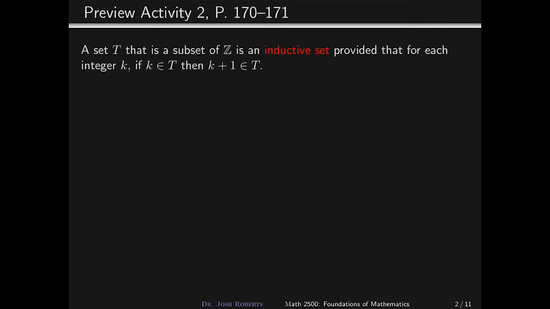So let's start out by defining what an inductive set is. So a set T, actually let me turn on my pointer. There we go. So a set T that is a subset of Z, we're always dealing with subsets of the integers, is an inductive set, provided that for each integer k, if k is in T, k plus 1 is in T. There's that analogy with dominoes, okay? This is like saying if the kth element falls down, the k plus first element will also fall down.